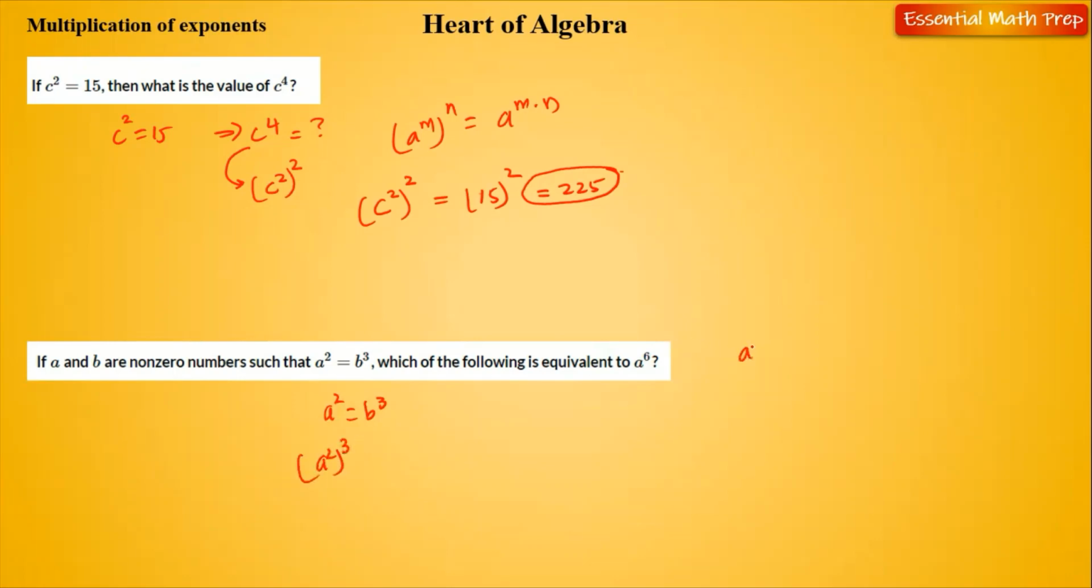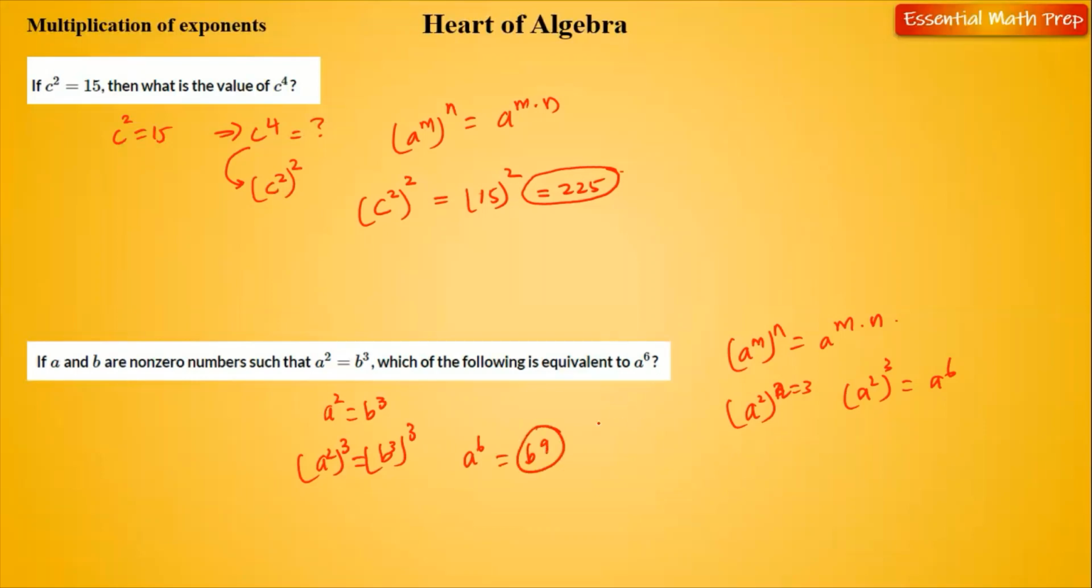Because think about it again, a power m raised to the power n is a power m times n. We already have a squared, so something has to go in place of n. Only if n equals 3 does a squared raised to the power 3 give a to the 6. That's how I got this, which means I should cube the other side as well. So a power 6 equals b power 9. So the answer is b power 9.